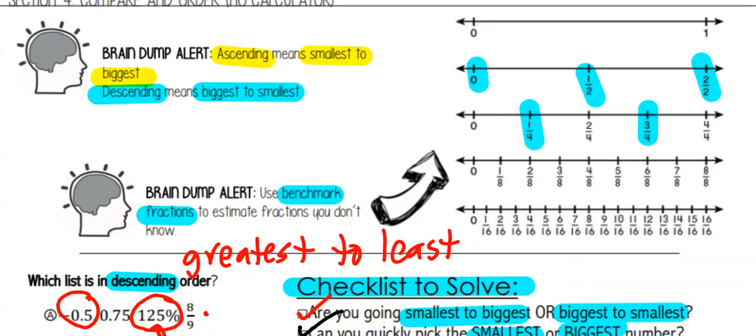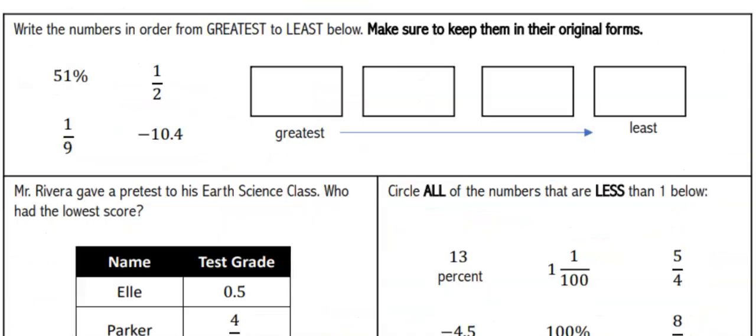Oops, I think we might have one here. Oh, no, next page. All right, so now we have another example. Write the numbers in order from greatest to least. So we're going to go ahead and highlight greatest to least. We have that even written on the table. So you might see test questions like this where you click and drag.